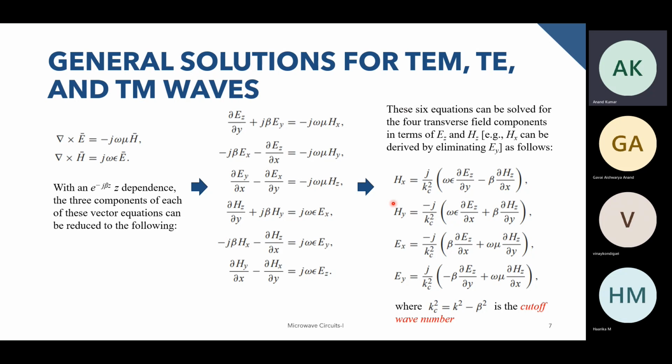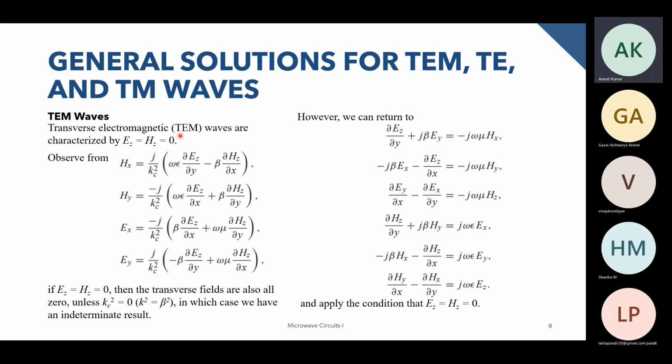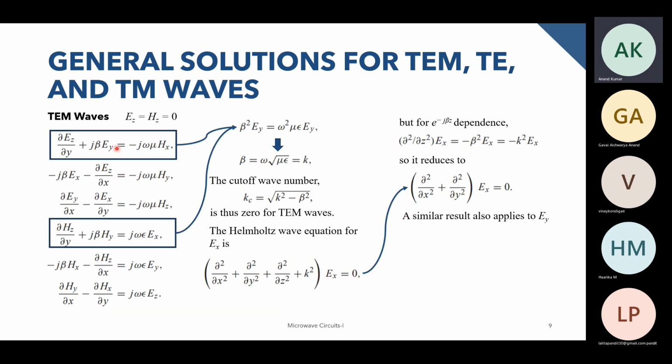For the TEM case, this simplification does not work, because the TEM case says that Ez and Hz equal 0, and this implies that Hx, Hy, Ex, and Ey would all be 0. So we will discard this simplification for the TEM case, and we'll return to the six equations. Now we can put Ez and Hz equal to 0 and get some equations. We choose these two equations where we have Hx, Ex, Ey, Hy, Ez, and Hz.